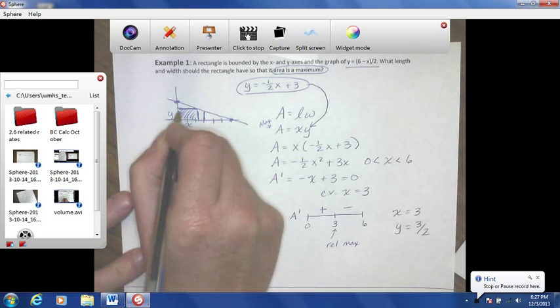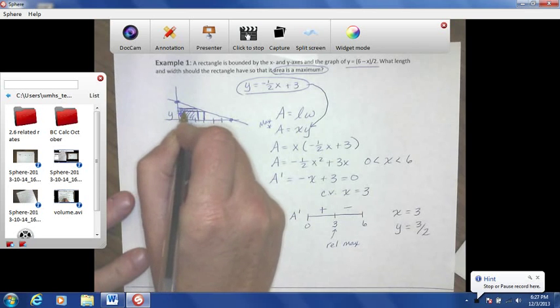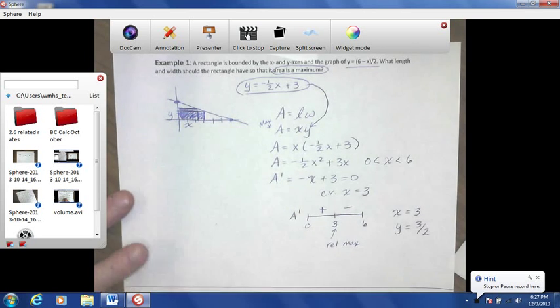So the maximum area is going to occur when the rectangle has a length of 3, so it's actually going to be here, and a height of 3/2. So here is the rectangle that we're talking about.